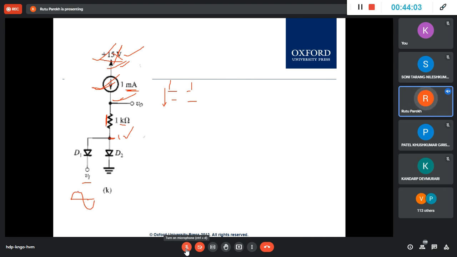Now, if you talk of the positive half, which is appearing here, then D1 will be forward biased or reverse biased? Forward bias. A negative share. Reverse bias. Positive share. And this is negative and this is positive. So this is 1 volt here.